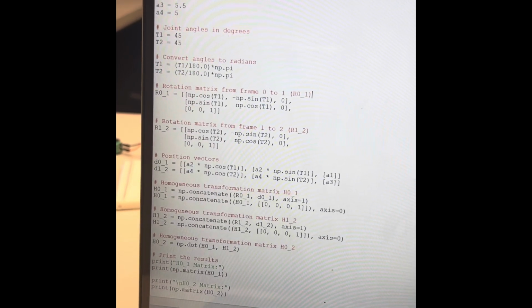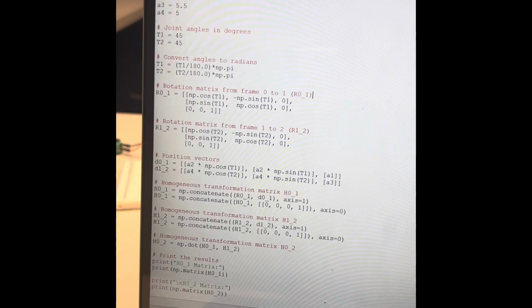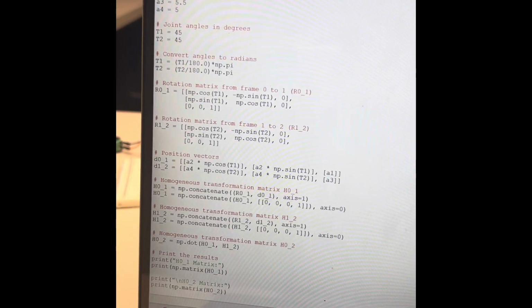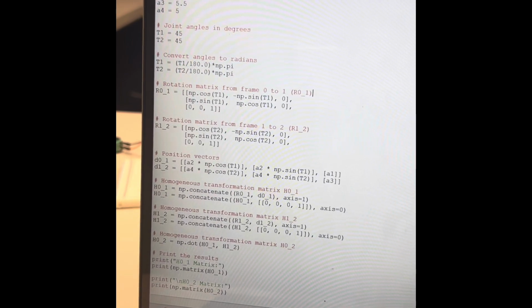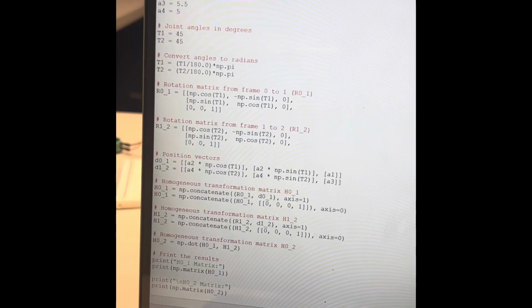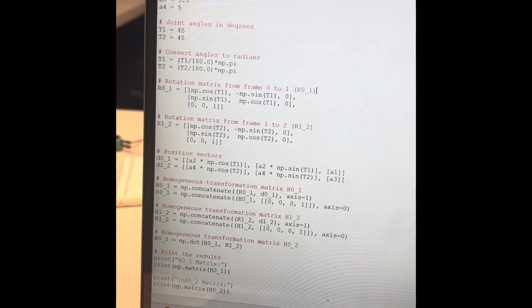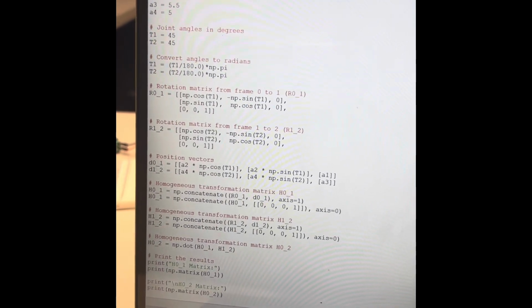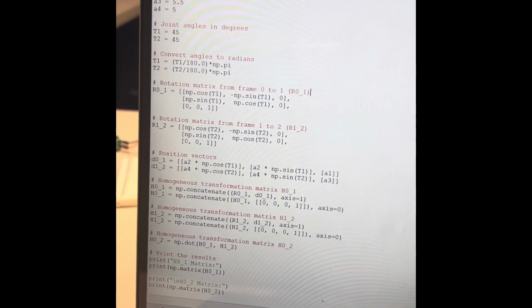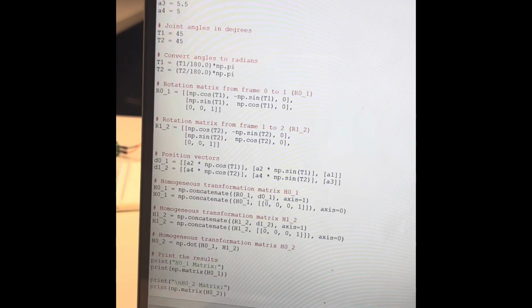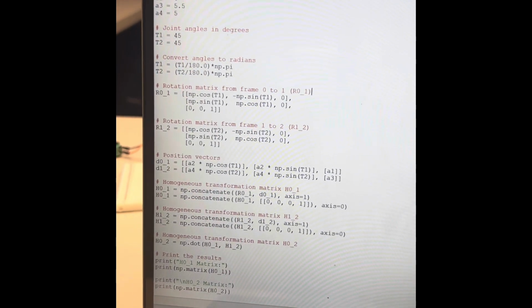9, combine the rotation and translation vector to form the homogeneous transformation matrix. 10, add a new row to complete the 4x4 matrix. 11, R1 and D1 form the homogeneous transformation matrix. 12, add a row to complete the 4x4 matrix. 13, H01 and H12 multiplied give the full transformation matrix, and 14, prints the matrix.